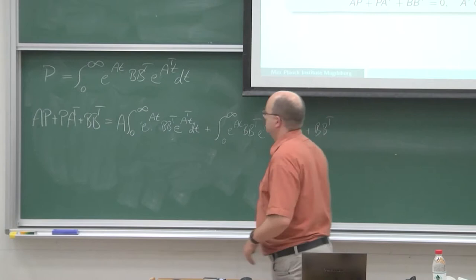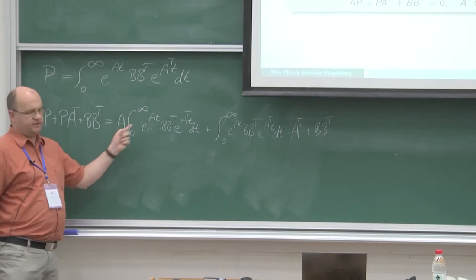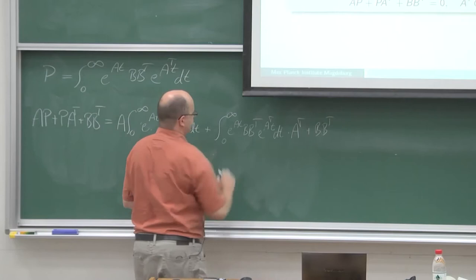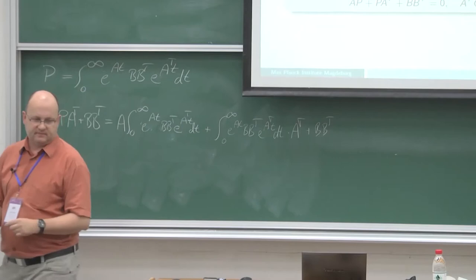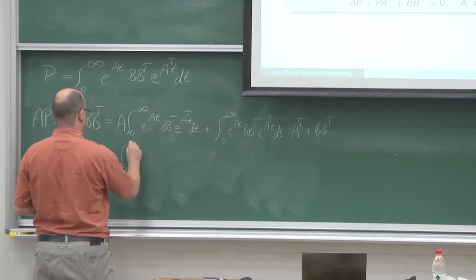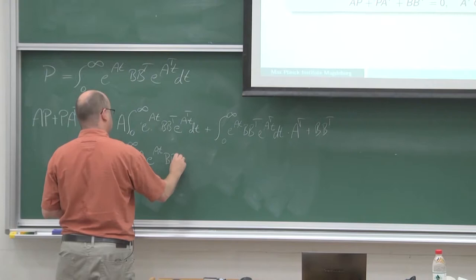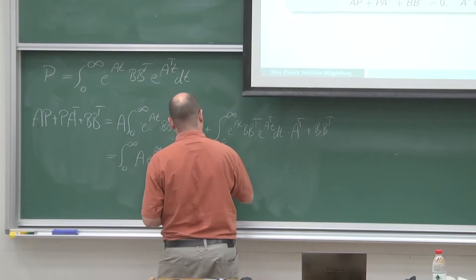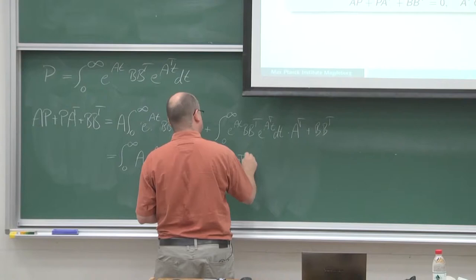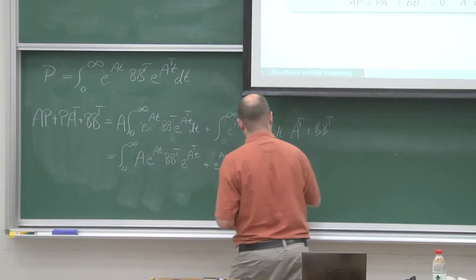Now we see that A is independent of t, so we can pull it into the integral. The same here. We can pull the A transpose into the integral, and the integral is linear, so we can add the two integrals into one. So this is the integral from 0 to infinity of A times e to the A transpose t, B B transpose, and so on. This is now the integral that we get, plus our constant term B B transpose.